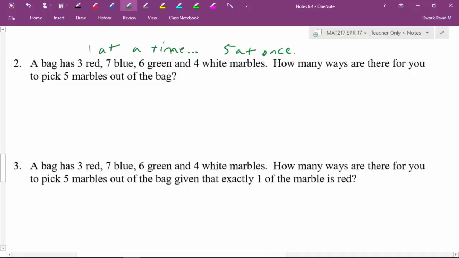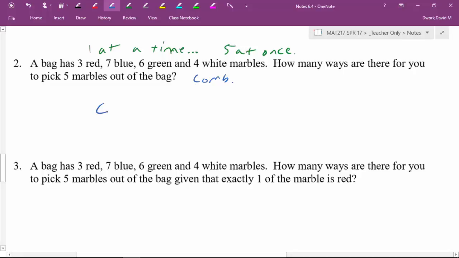So let's take a look at this. Now, this one, is it saying anything about ordering? Is it saying anything about, well, if you get a red marble first, then this, or if a blue marble first, then that? No, it's not. It's just saying how many ways are there for you to get 5 marbles. So that implies to me that it doesn't matter the order. It's just telling us, tell me how many reds, how many blues, how many greens, how many whites you had when we pulled out our 5. So therefore, I'm going to call this one a combination.